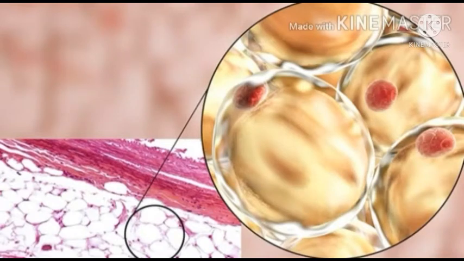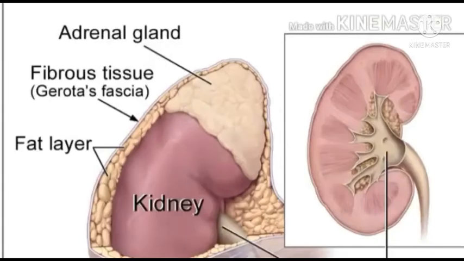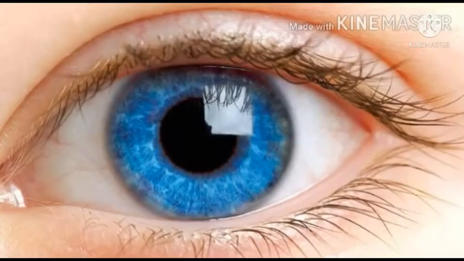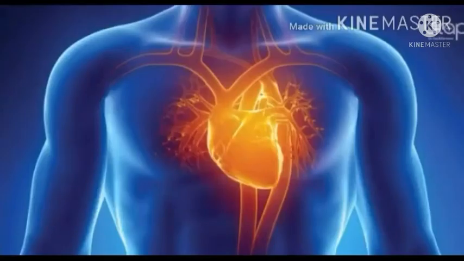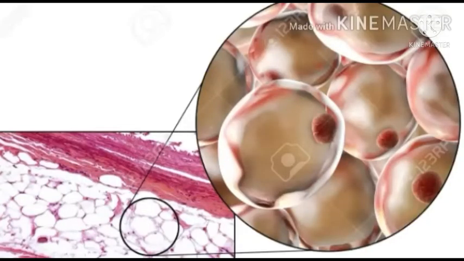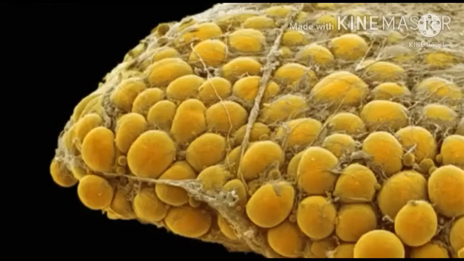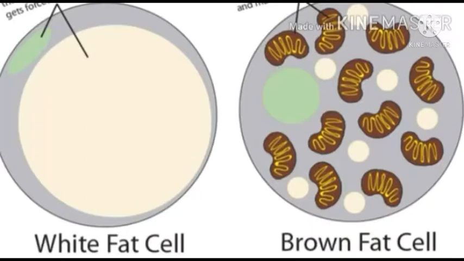Adipose tissues are also found in subcutaneous tissue, surrounding the kidneys, eyeball, heart, etc. Adipose tissue is called white fat or white adipose tissue. The adipose tissue which contains abundant mitochondria is called brown fat or brown adipose tissue. White fat stores nutrients, whereas brown fat is used to heat the bloodstream to warm the body.